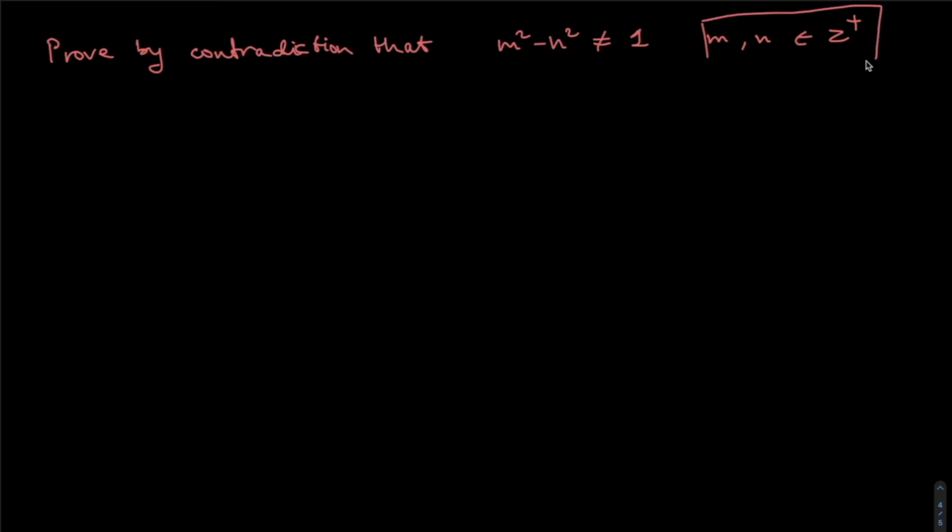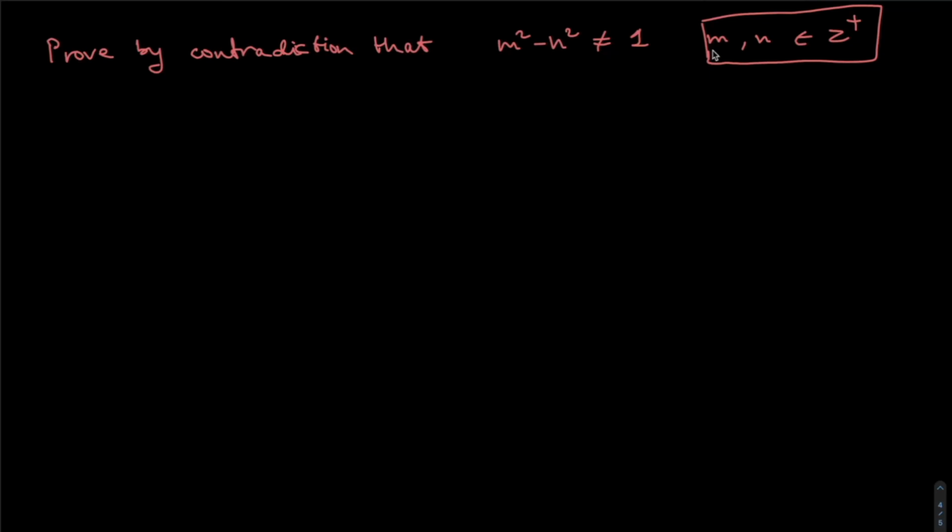Prove by contradiction that m squared minus n squared does not equal 1. And this time we have m and n are positive integers. Okay, m and n are positive integers.